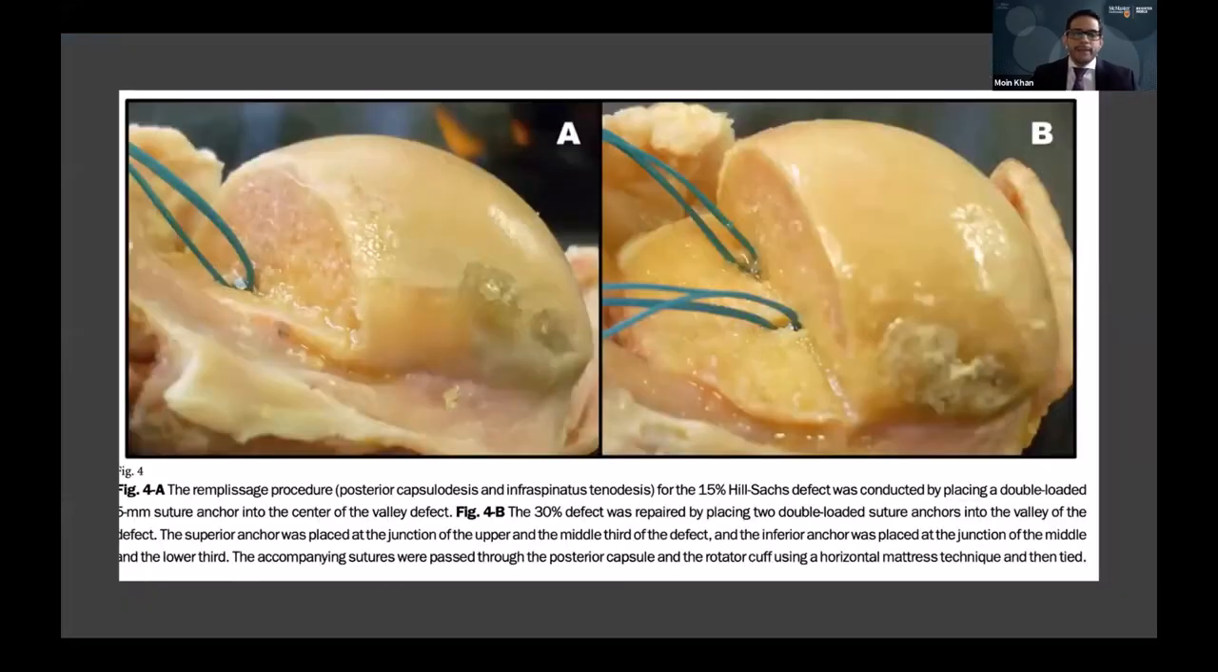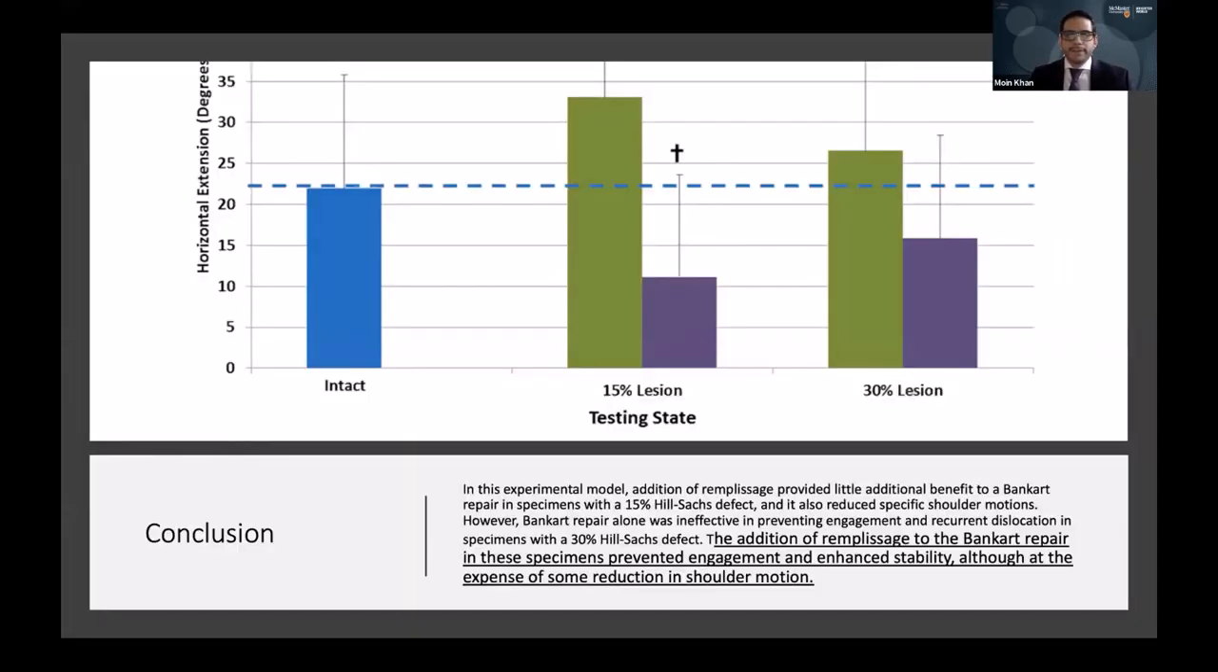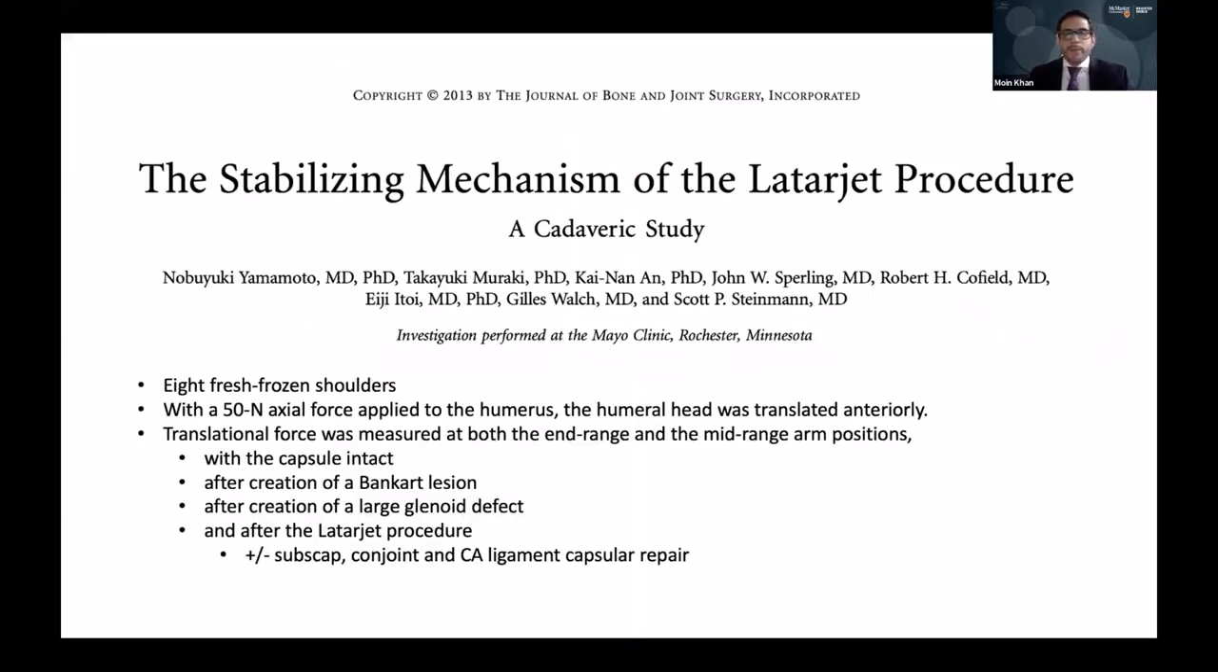They did a biomechanical cadaver study with two types of Hill-Sachs defects, a 15% Hill-Sachs defect and a 30% Hill-Sachs defect, and they tenodesed the infraspinatus into the defect. They found that the addition of the remplissage procedure significantly improved stability of the shoulder, particularly in the larger defect, although it did decrease some shoulder range of motion. What about the Latarjet procedure?